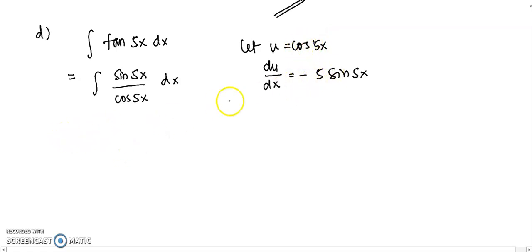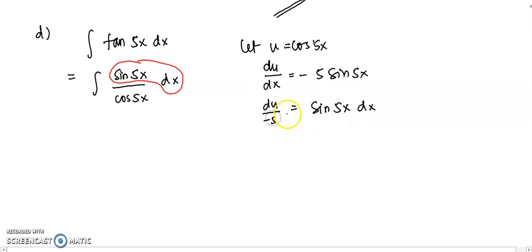After you have found du dx, you can actually replace the sine 5x dx which appears in your question. In your integral, you have sine 5x dx. You can actually substitute it as du over negative 5. How do I get this? I just bring the negative 5 to the left hand side, bring the dx to the right.